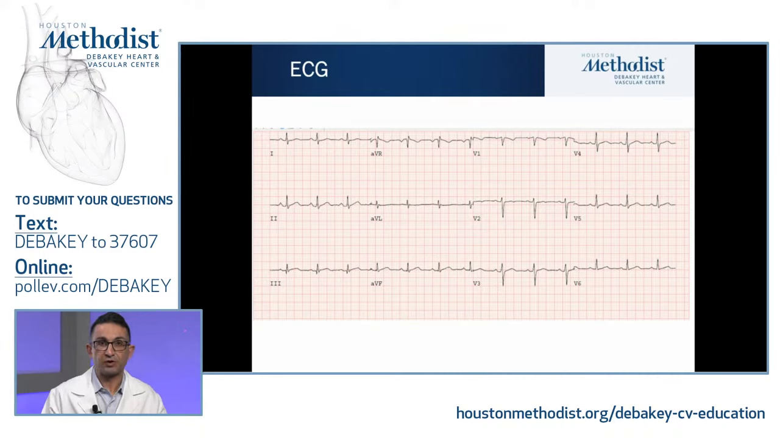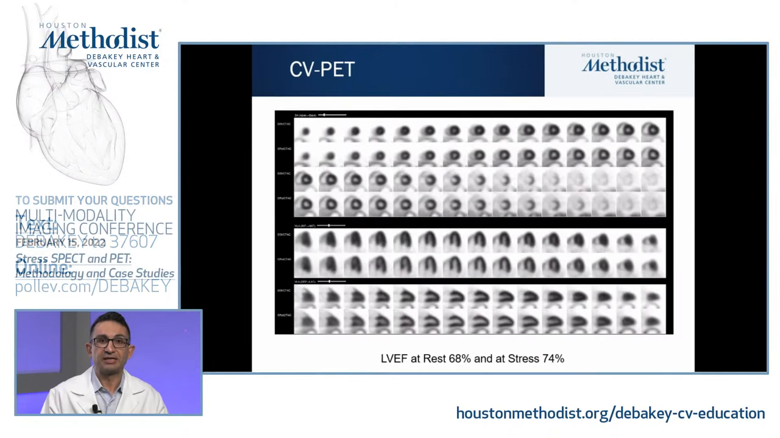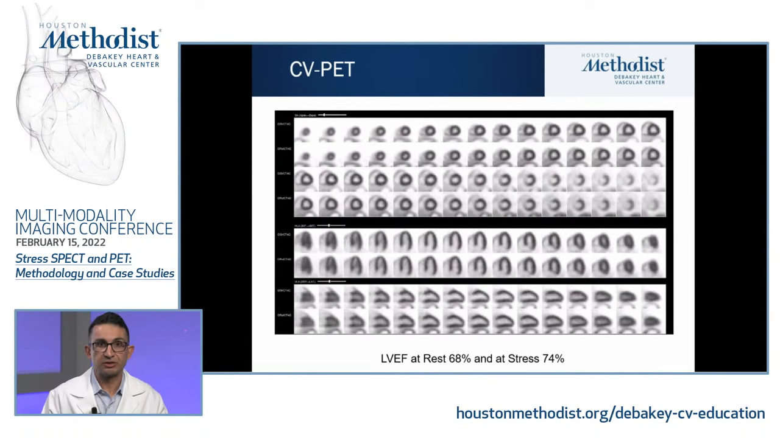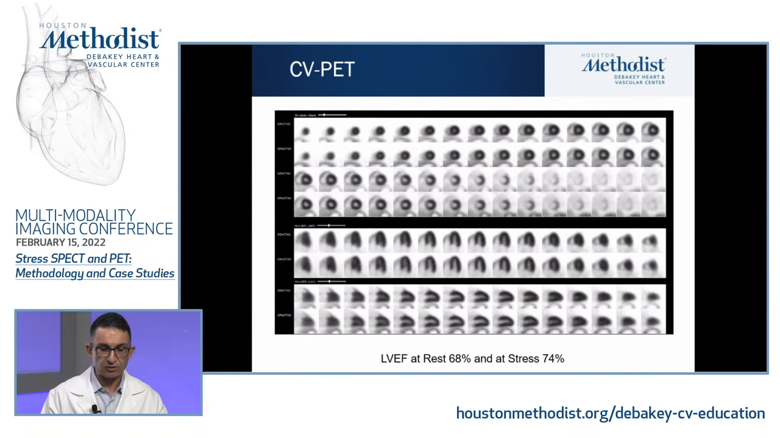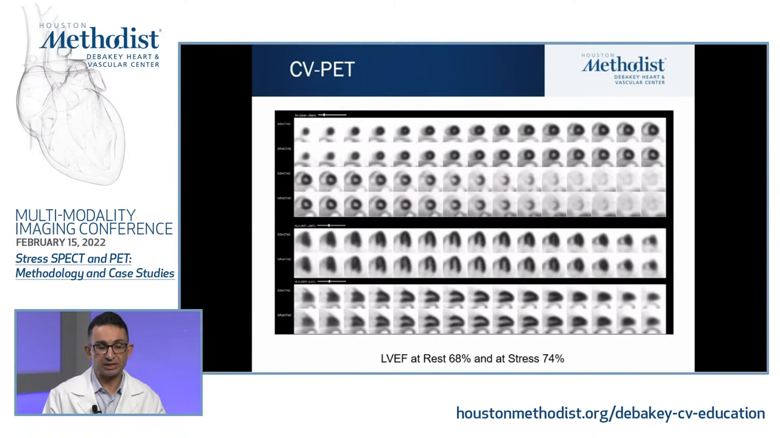He was referred for a cardiac PET. This was his baseline ECG, which was relatively unremarkable, and that remained unchanged with our regadenoson infusion or injection. This is his baseline imaging that showed a normal rest and stress perfusion imaging, and normal wall motion in all territories during rest and stress, with a good augmentation of his EF from 68% to 74%, more than the 5% that we would like to see with regadenoson injection.